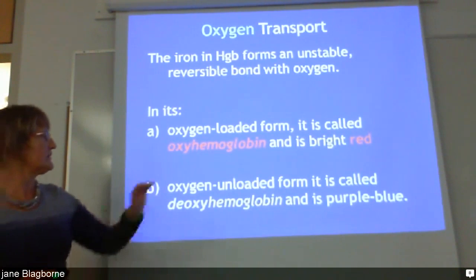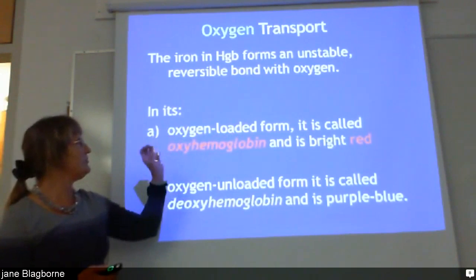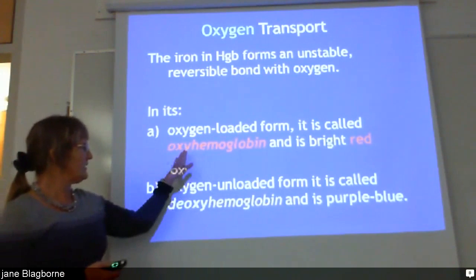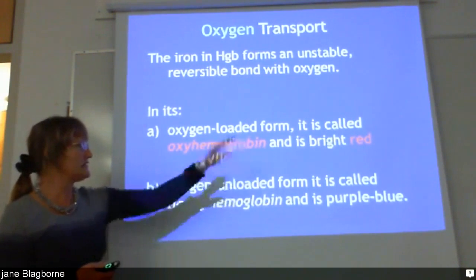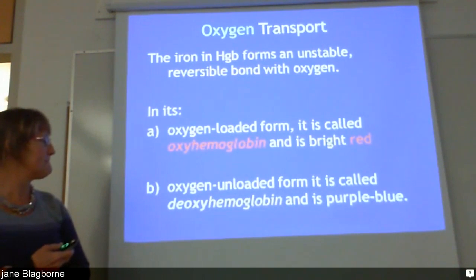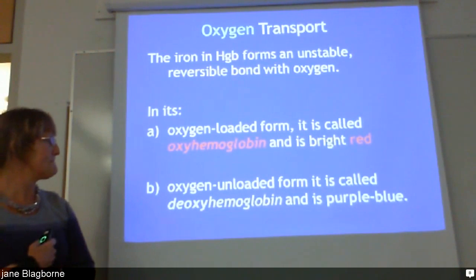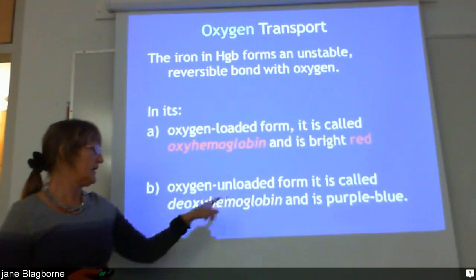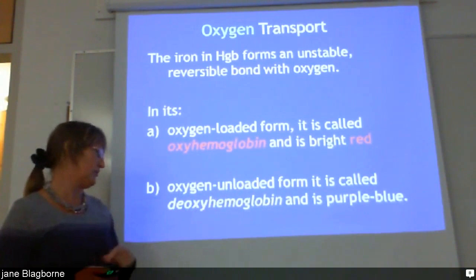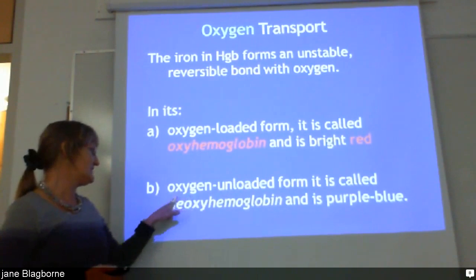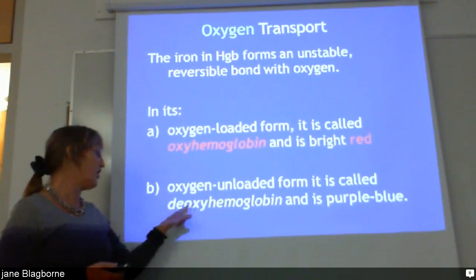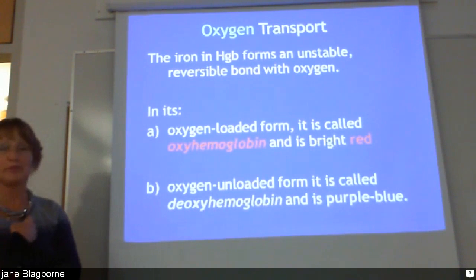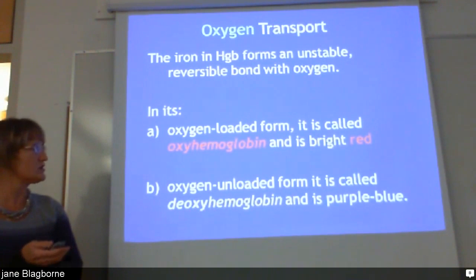Now the oxygen-loaded form, meaning when the red cell has gathered its oxygen from the lungs, is called oxyhemoglobin, and it is bright red. And when it has unloaded its oxygen to the cells, it is deoxyhemoglobin. It's kind of easy to see. Remember this, it's deoxygenated, so they've got the D in front of that word. And it is a purpley color because it's lost its oxygen.